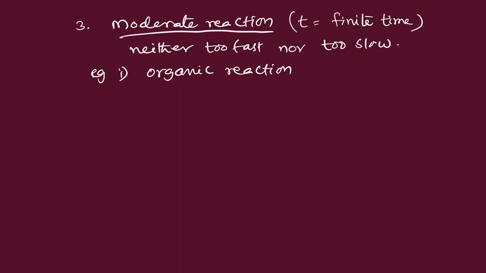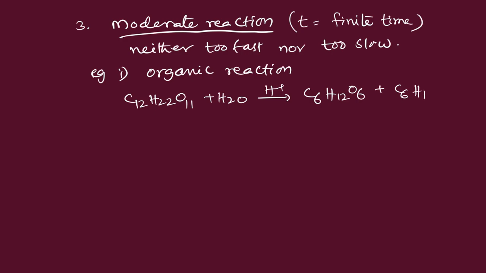are moderate reactions. And next, one example is called inversion of cane sugar. Sugar formula C12H22O11, on hydrolysis in acidic medium, will be converted into C6H12O6 plus C6H12O6. One is glucose, another is fructose. This is called inversion of cane sugar.